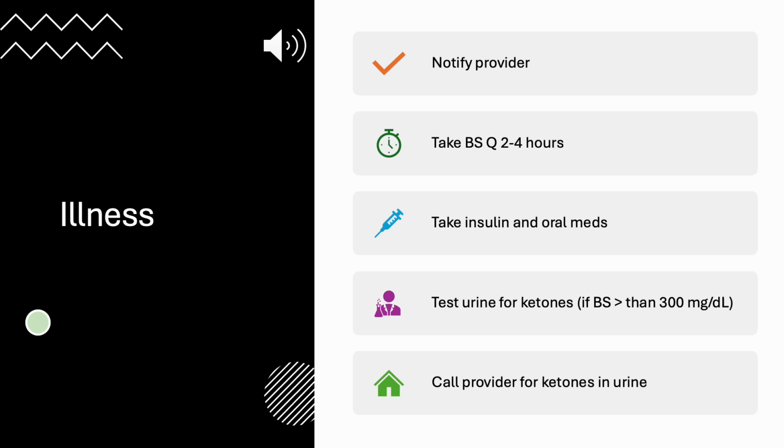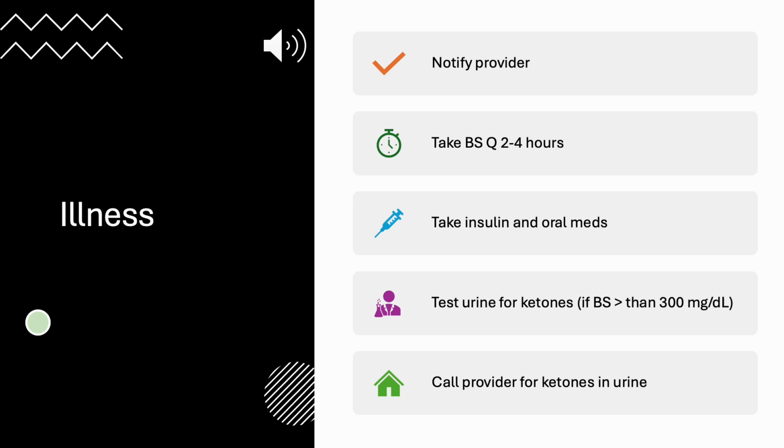Now, you're going to encourage them. They need to take their blood sugar if they're ill every 2 to 4 hours. They need to continue taking their insulin and oral medications. When your body is under stress, it's going to be more prone to get a high glucose level. It's due to the sympathetic nervous system being activated, okay? So that's going to increase the glucose level in their blood.